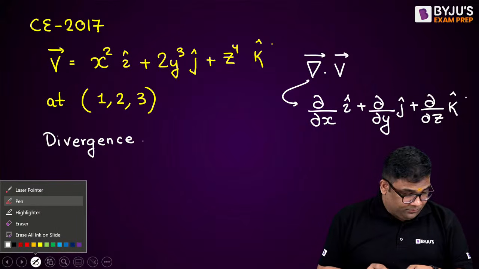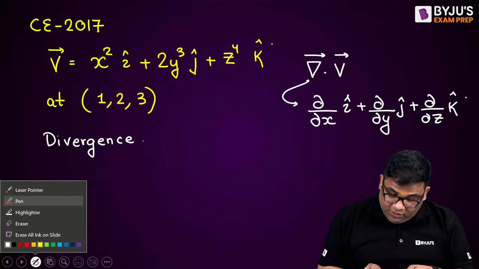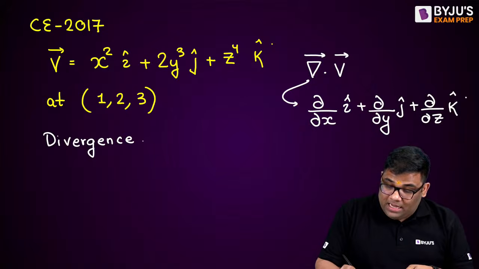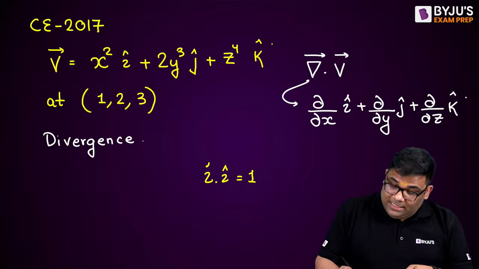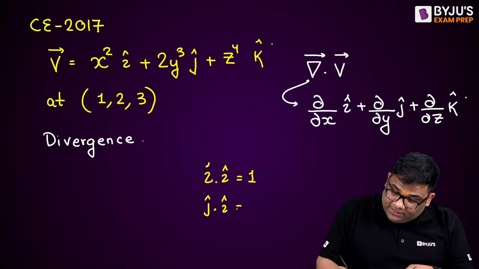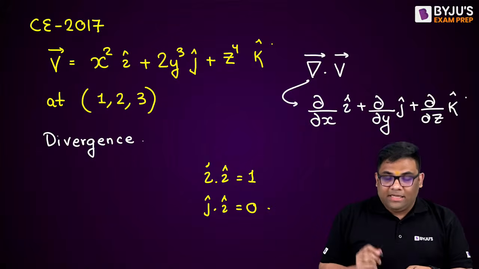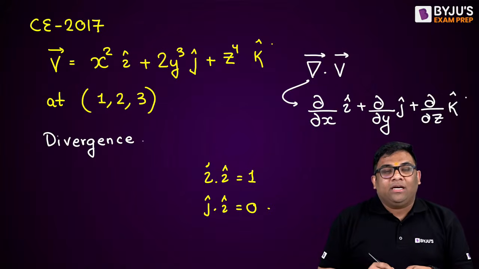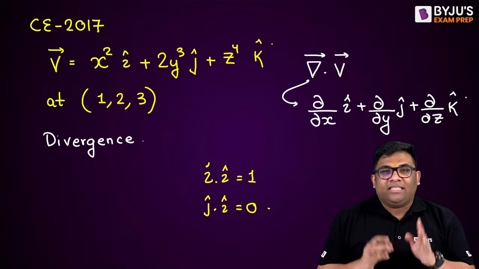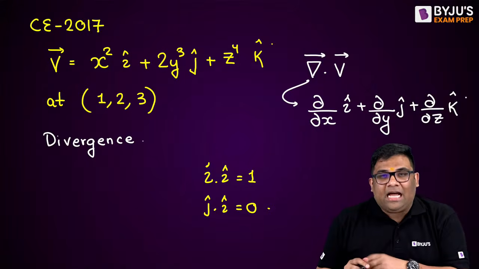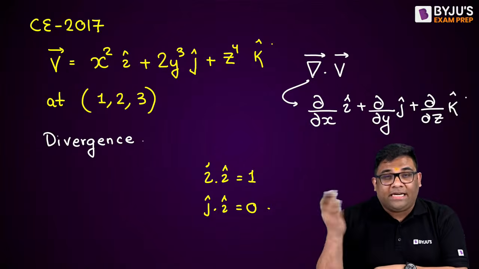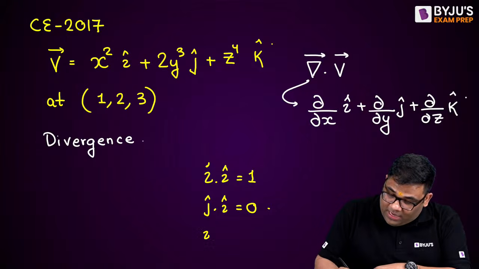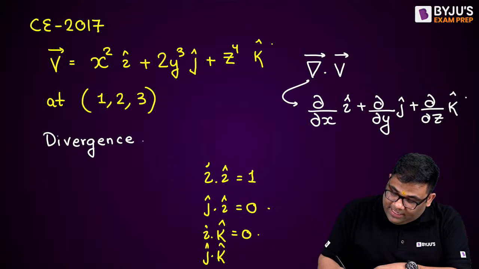Now we know that whenever we do the dot product, i dot i is 1, yes. j dot i is 0, because i and j are perpendicular. Dot product is |i||j| cos theta, and cos theta will be cos 90, because i and j are perpendicular. Cos 90 is 0, right? Even i dot k is 0, and j dot k is 0.